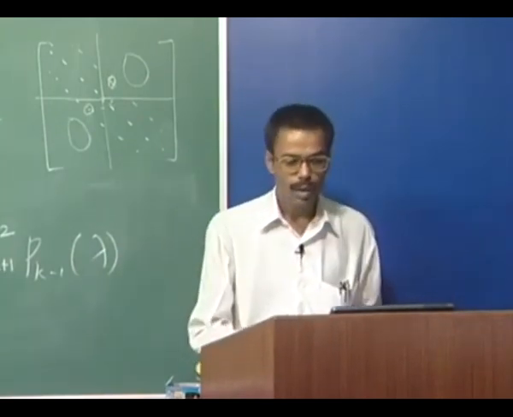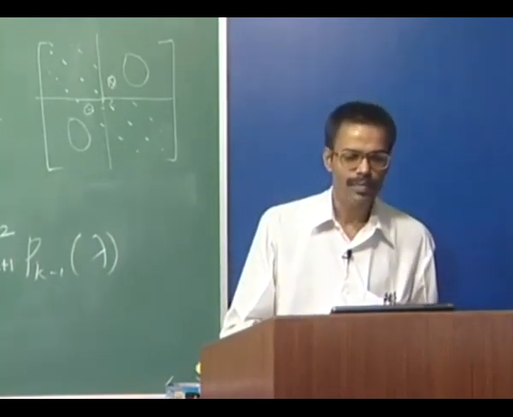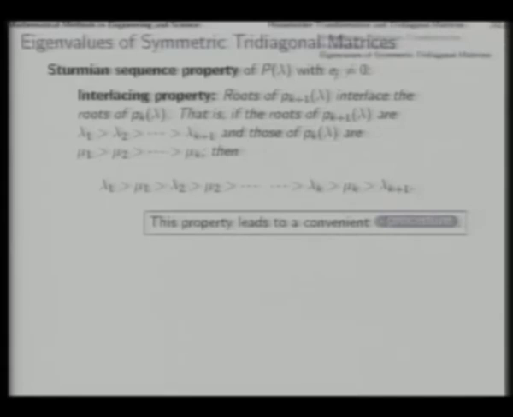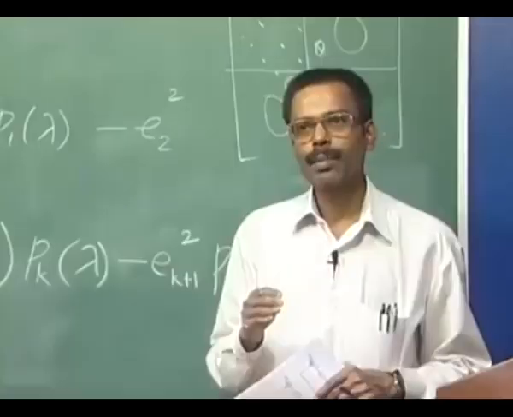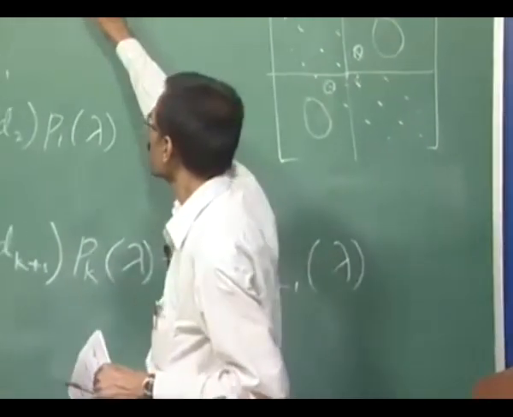Now, what is that particular property? The Sturmian sequence property says that the roots of p_{k+1} interlace the roots of p_k. What is that? That means if you have roots of p_k sitting at locations 1, 5, 7, 9, then the roots of p_{k+1} will interlace them.